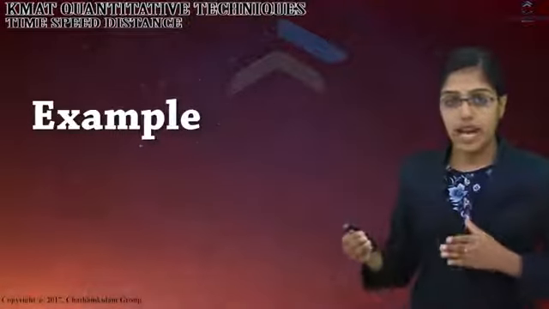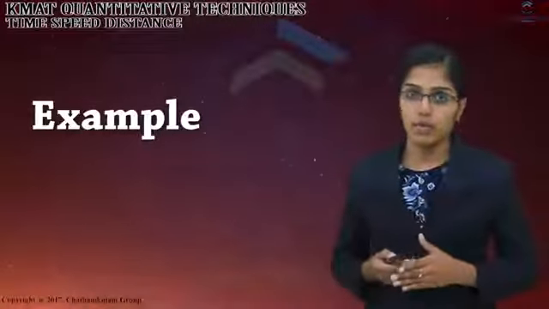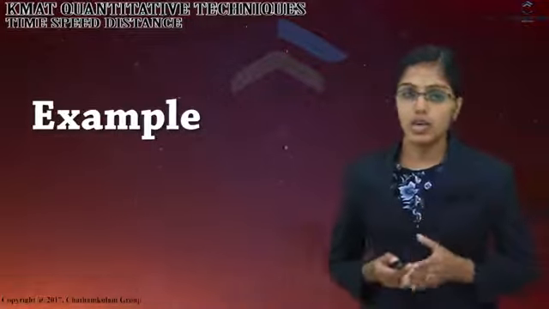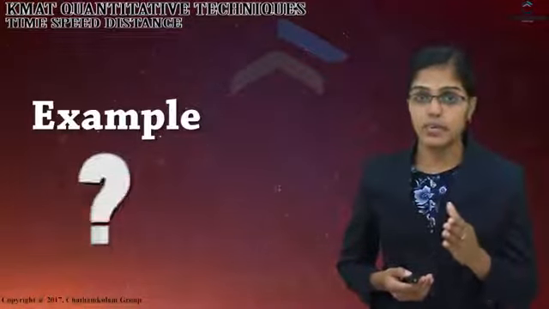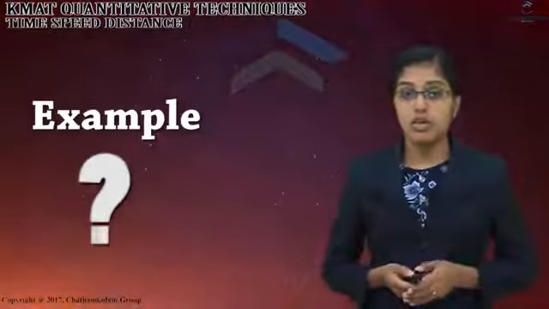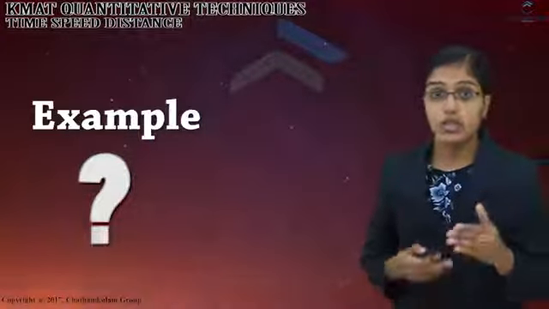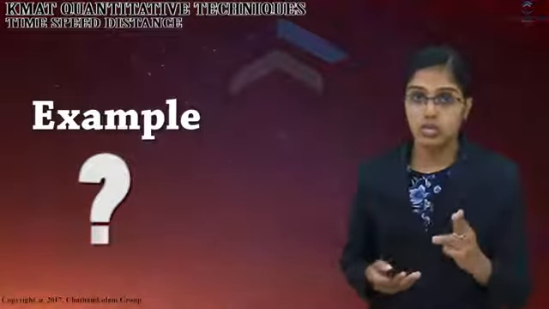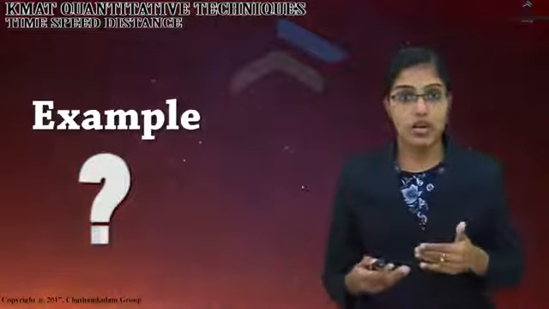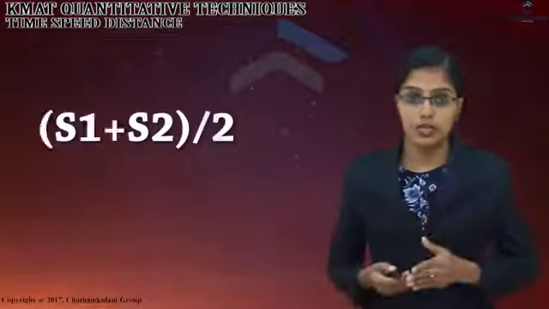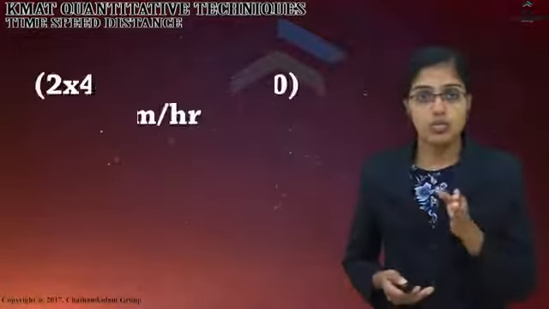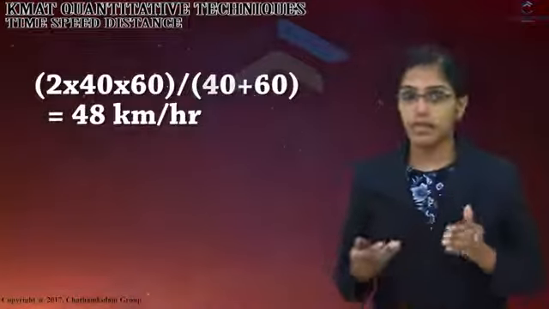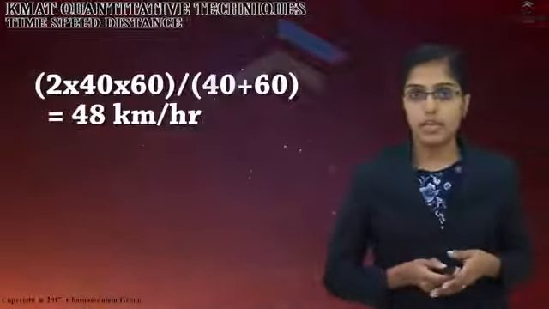So next we have to discuss an example. If a car travels at 40 km per hour on a trip and at 60 km per hour on the return trip, what is its average speed for the entire trip? So first thing we should be careful is we shouldn't just average the two speeds. So overall average speed is not s1 plus s2 divided by 2. From the above direct formula, the answer will be 2 into 14 into 16 divided by 14 plus 16. So that is equal to 48 km per hour.